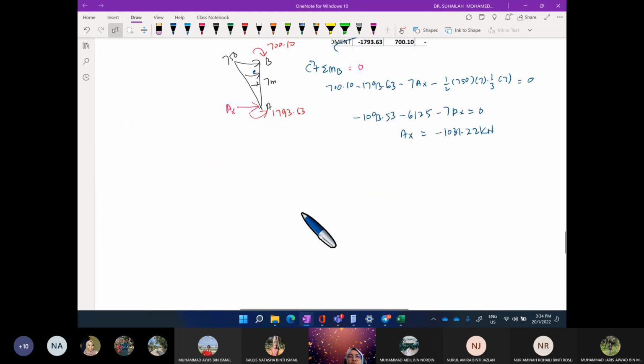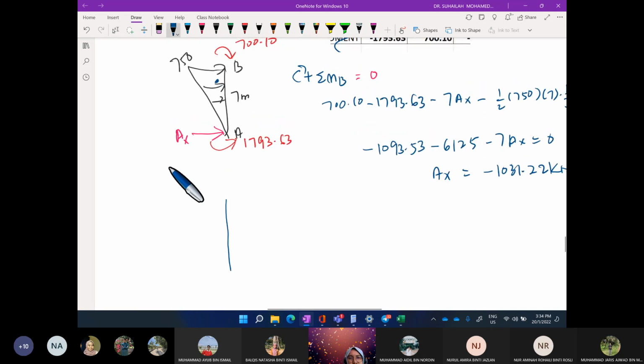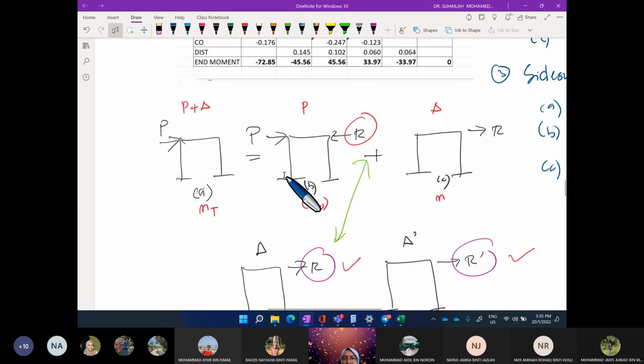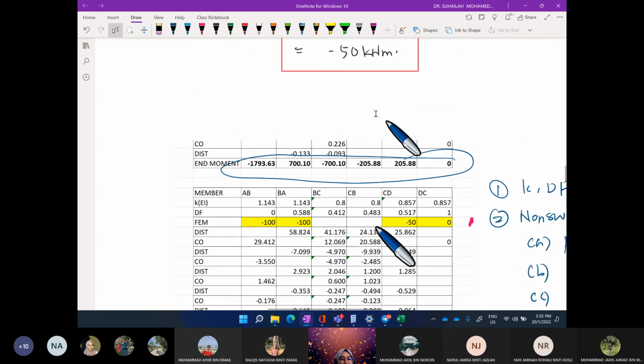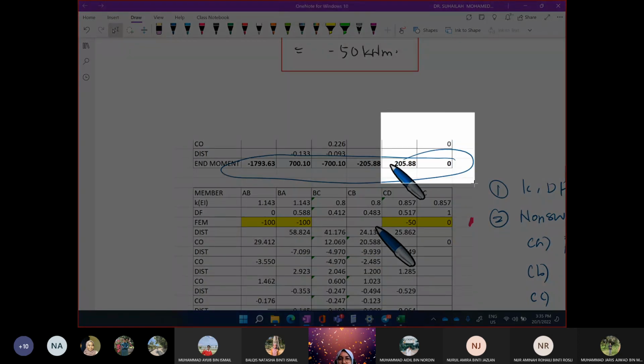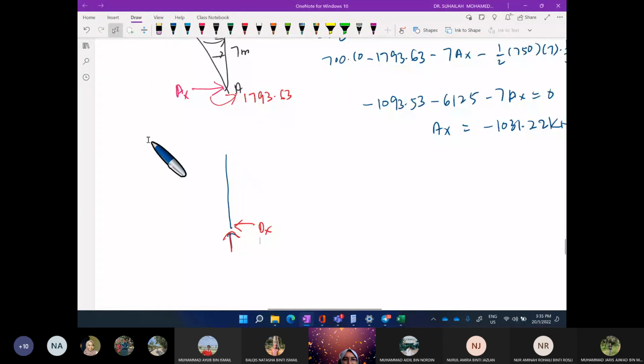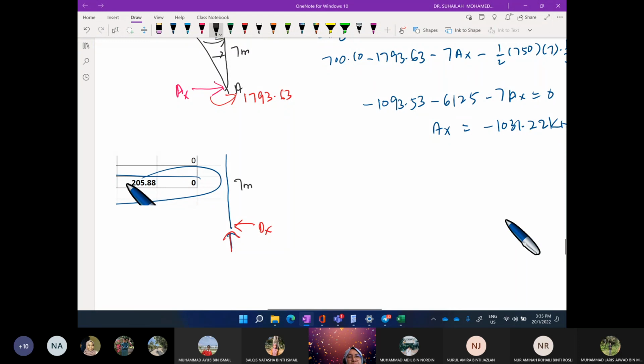So we should do the same for column CD. Column CD is quite straightforward. This is D, and this is DX. The moment for C is this, 205.88. This is 7 meter. The moment is positive 205.88.